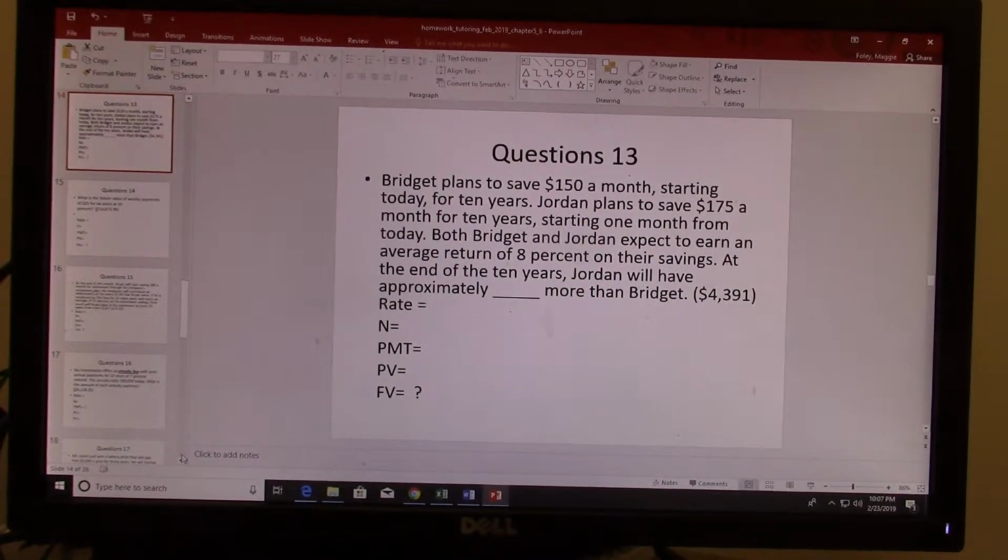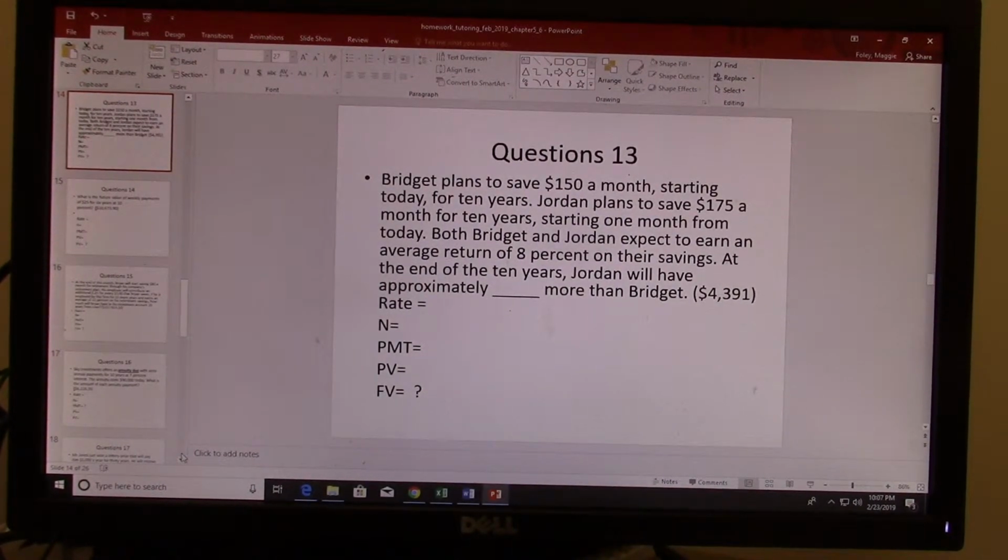Question 13. Bridget plans to save $150 a month starting from today for 10 years. Jordan plans to save $175 a month for 10 years starting 1 month from today. So Bridget starts saving right now, but Jordan waits for a month.